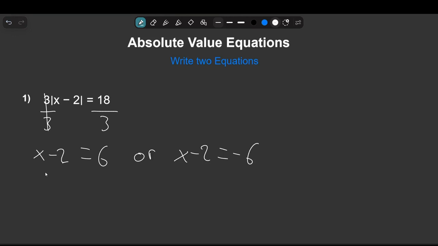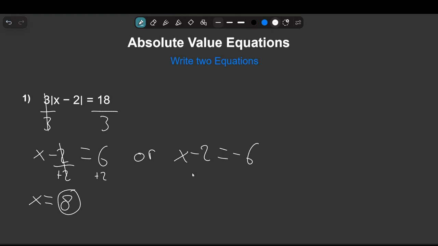So we have x minus 2 equals 6. First thing we're going to do is isolate our variable. To isolate our variable, we're going to add 2 on both sides. Now minus 2 plus 2 cancels out, so we are just left with our variable. Now 6 plus 2 will equal 8. So our first answer is going to be 8.